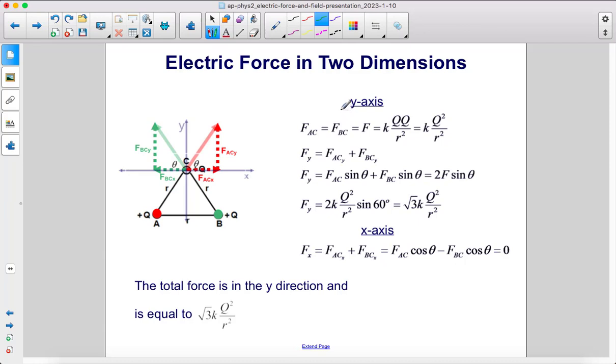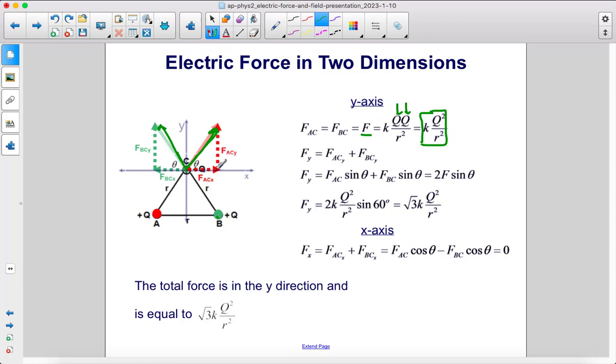Time for math. Let's focus on the y-axis first. So force AC, so that is this force here, is equal to force BC, and the magnitude of that force, we're just going to call it capital F. The magnitude is given by Coulomb's law. Now, since these charges are both positive Q, we have Q and Q instead of Q1, Q2. They're the same, so it becomes Q squared, and the distance between those charges is R. So this force here has a magnitude of k Q squared over R squared. This force here also has that same magnitude.